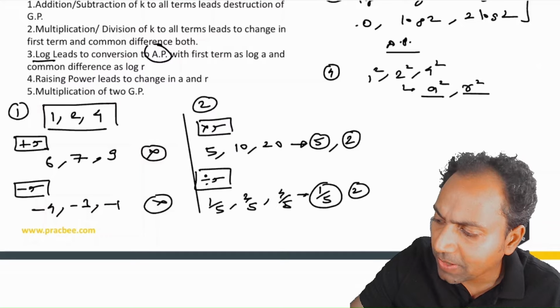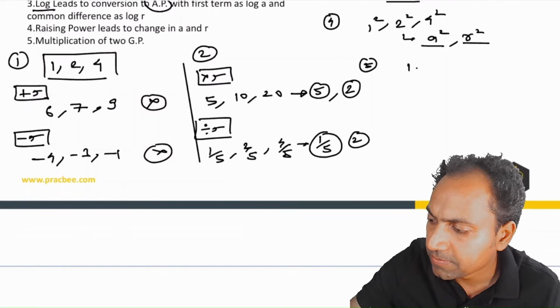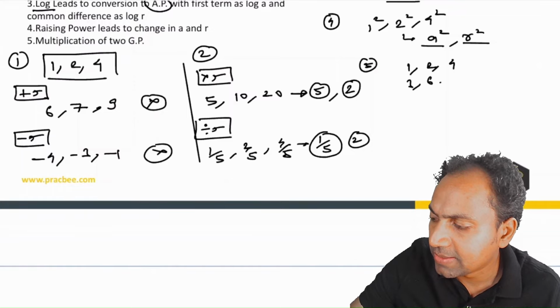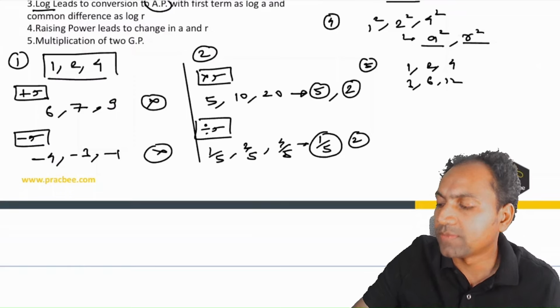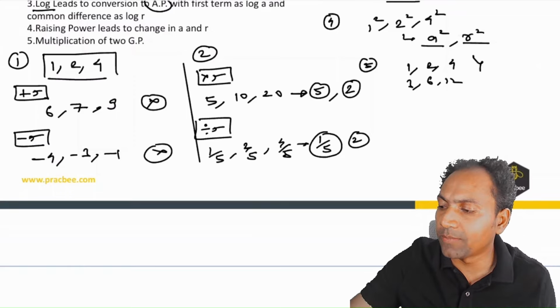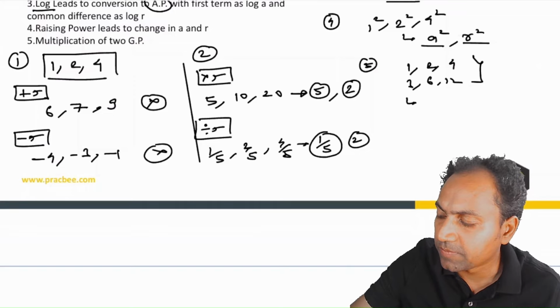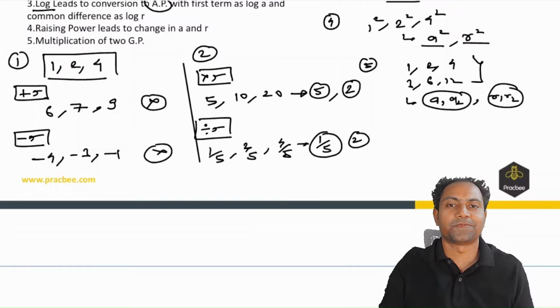Now in the fifth part, what they're saying is if you multiply two GPs, let us say 1, 2, 4 and 3, 6 and 12. If you multiply both of these, what is happening is now their first term will be the multiplication of both the terms, and their common ratio will also be the multiplication of both the common ratios.